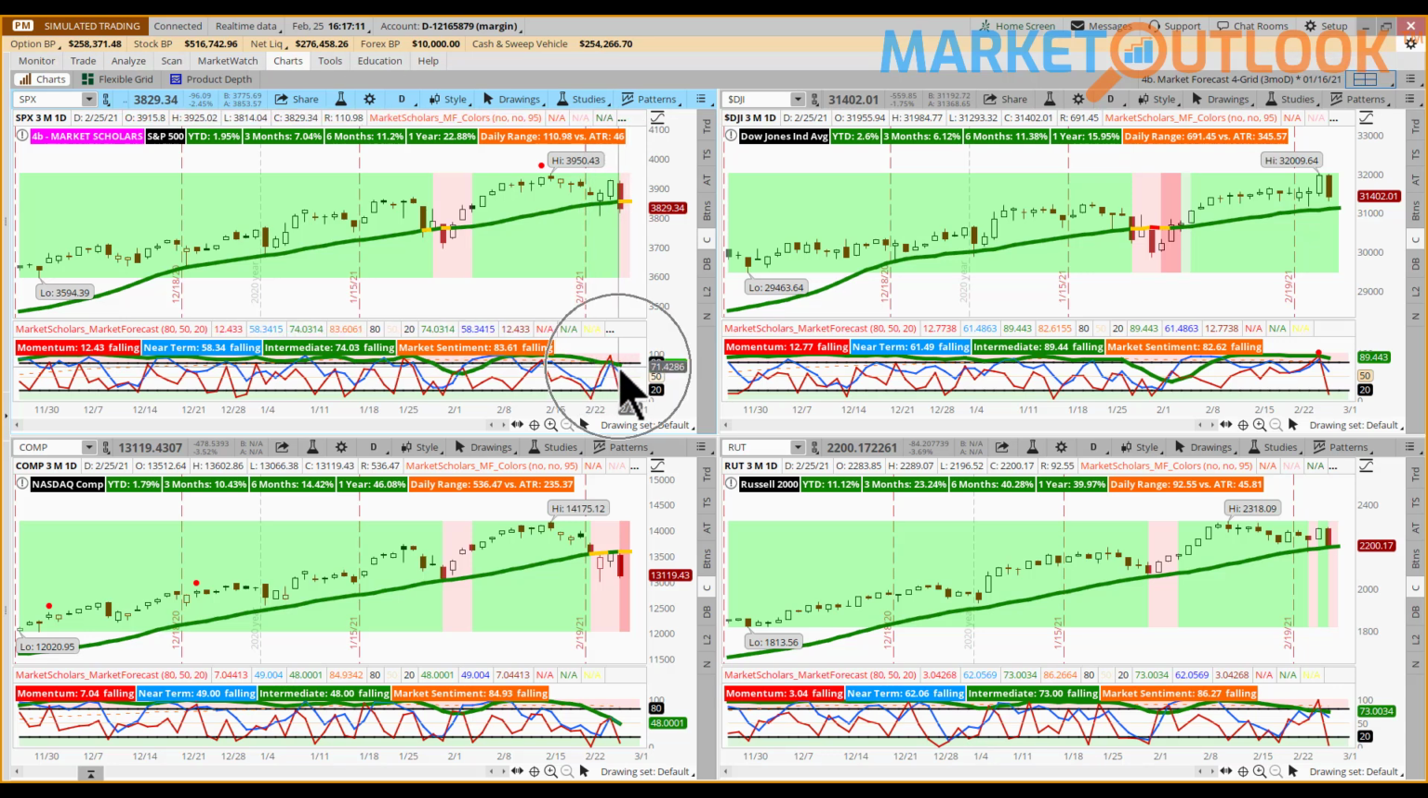You'll notice that today, that green line fell out of the upper reversal zone and is now trading below it. Remember, on the market forecast, the upper reversal zone is at 80, so it's a little different than a traditional stochastic technical indicator that has its upper reversal zone at 75. In this case, we fell from 80.63 yesterday down to close at 74.03 today, and in doing so, fell out of the upper reversal zone.